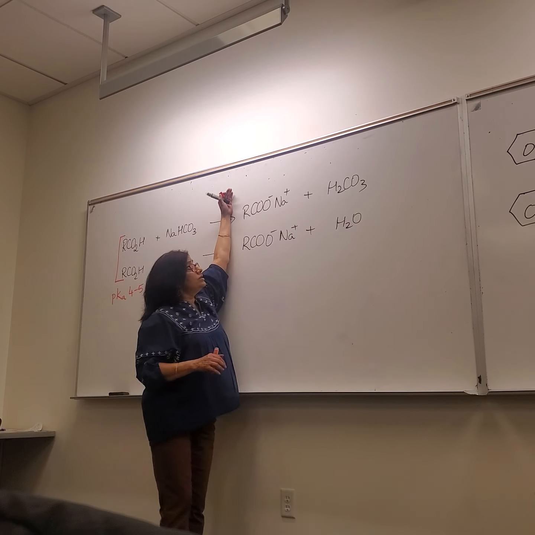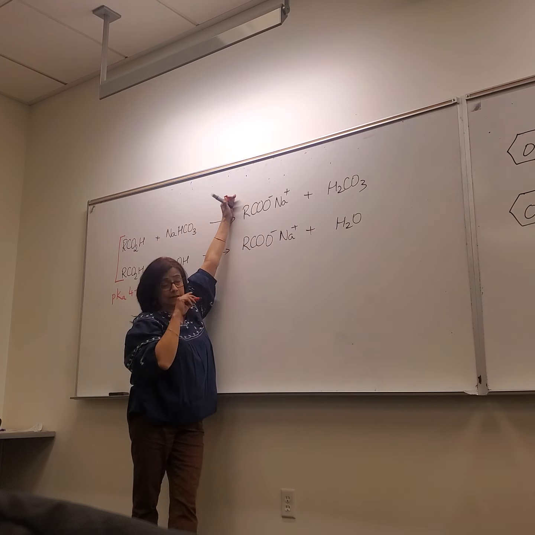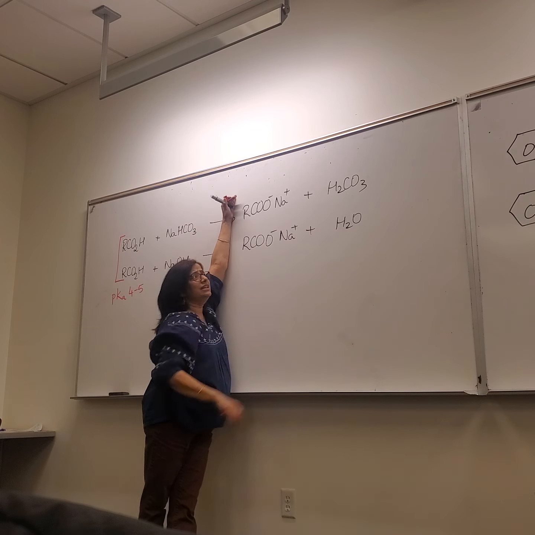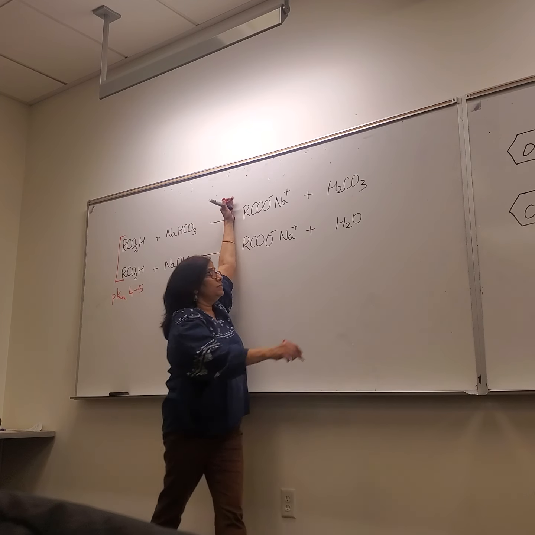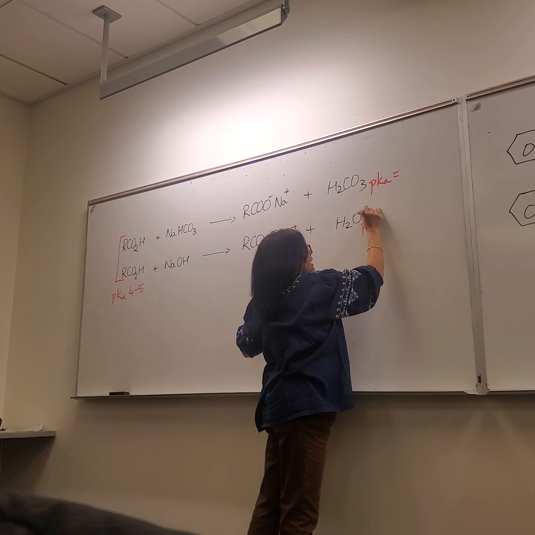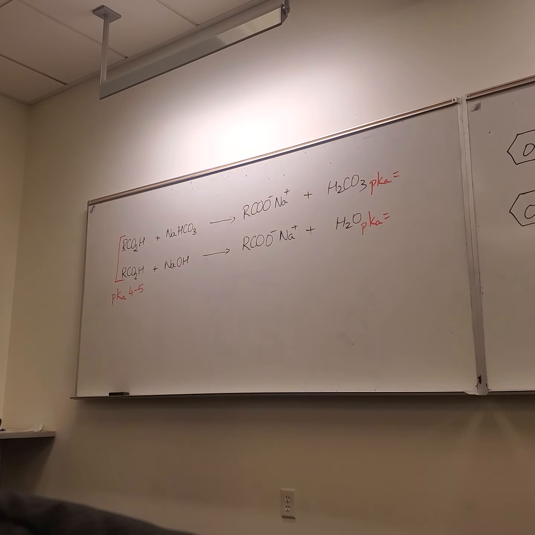First acid. What's the acid on the product side for the first equation? Carbonic acid. Okay, what's the acid on the product side for the second equation? Water. Can you please tell me what the pKa's are? Fish out the pKa table. Tell me what the pKa's are, please.